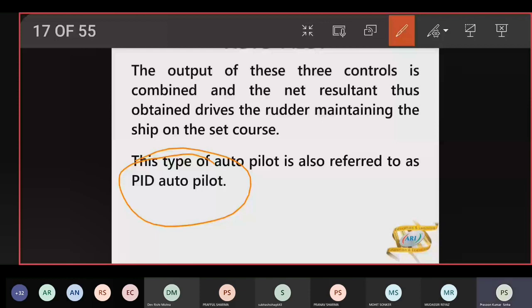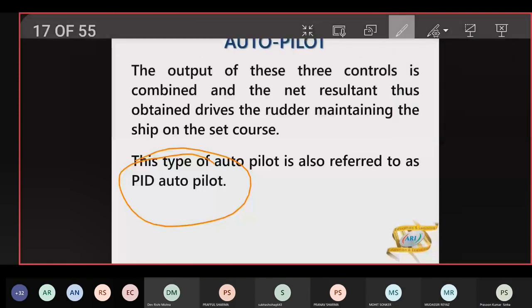So are we clear about PID system? Yes. And the basic principle, how the autopilot steers the vessel. So these are the basic functioning of it.